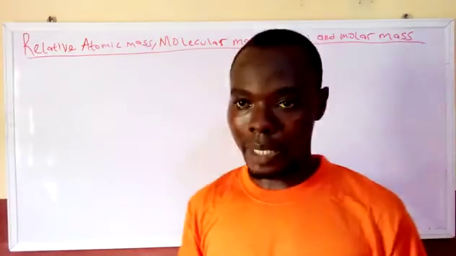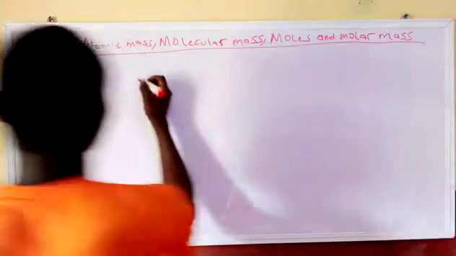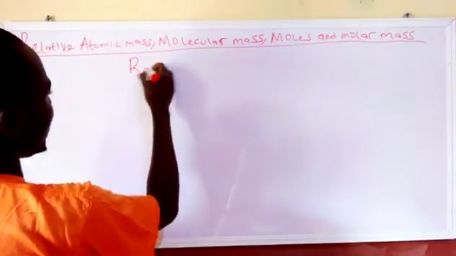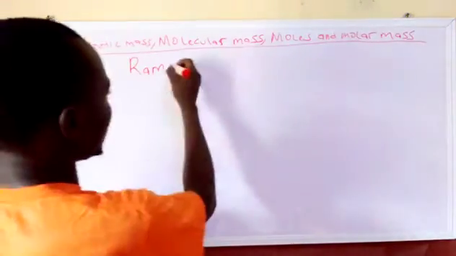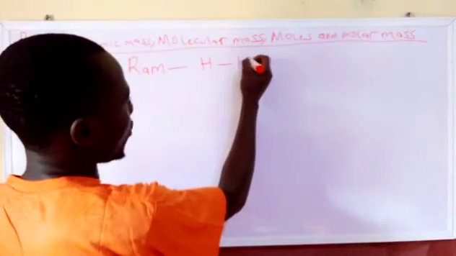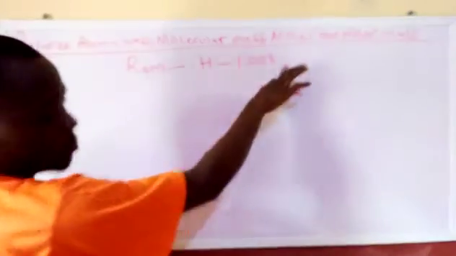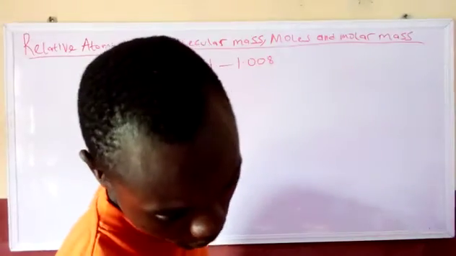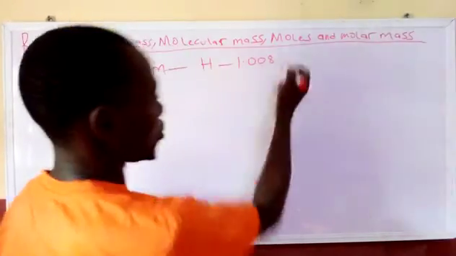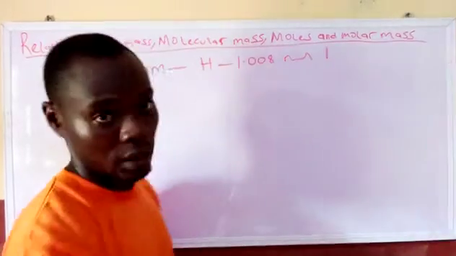So that's that. For example, now, hydrogen. Look at hydrogen. The RAM, relative atomic mass, of hydrogen is 1.008, and no gram here. So approximately it is 1. That's the idea of the mass spectrometer.